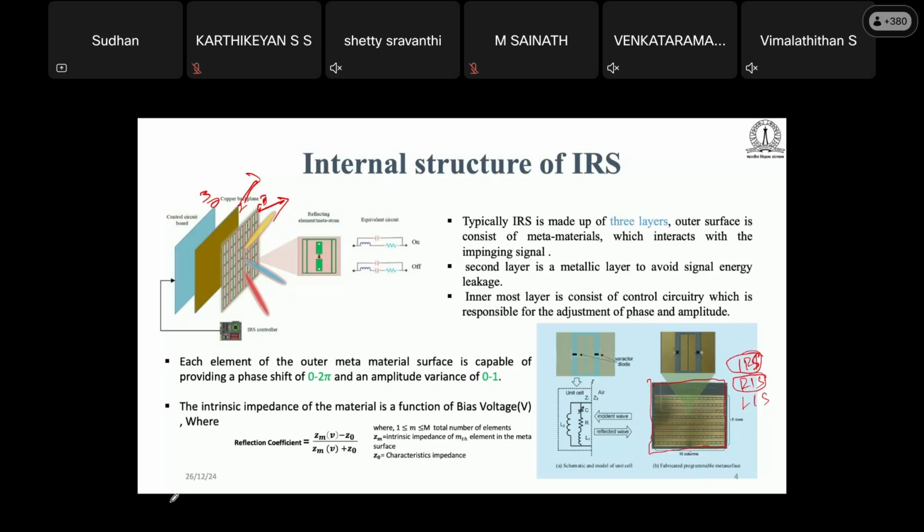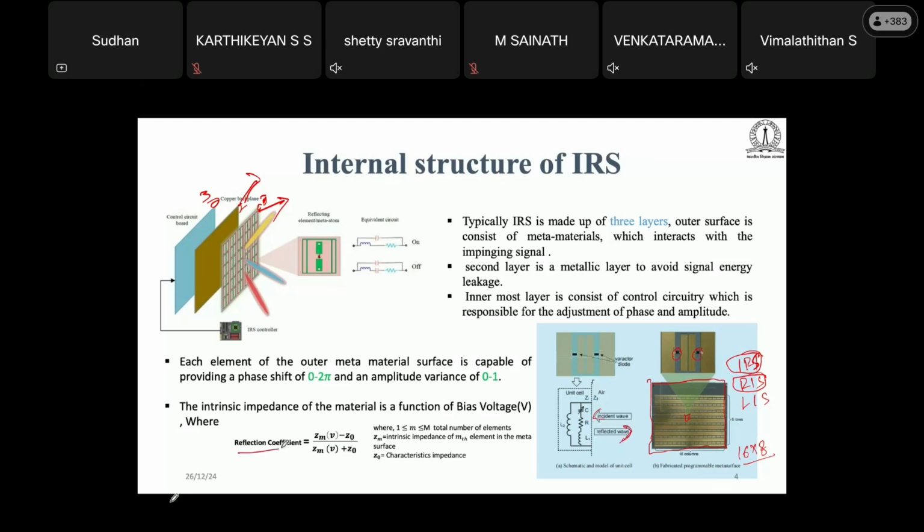And it has 16 by 8 elements. Now this is one element. You can see the board, and it has a varactor diode. And how is this diode made? If you can see, it is nothing but two diodes. And once the signal is incident, there is an outgoing signal. And how does it work?